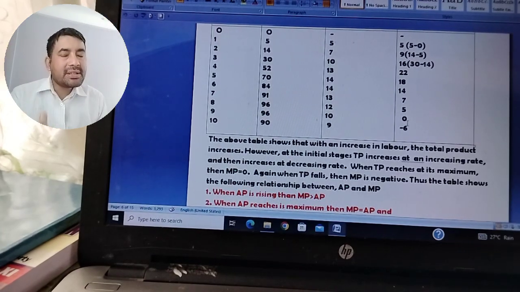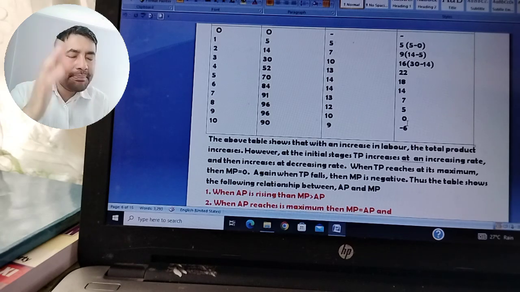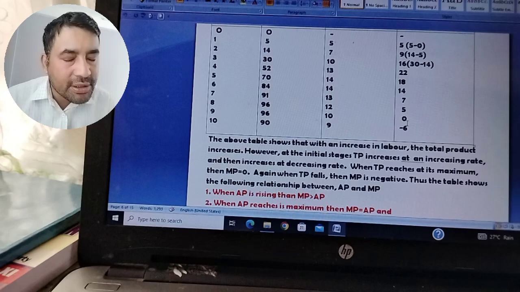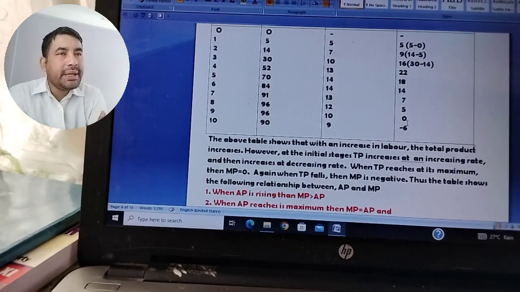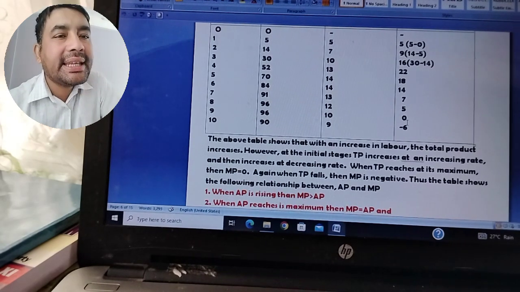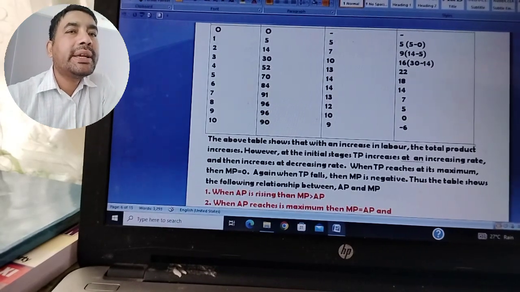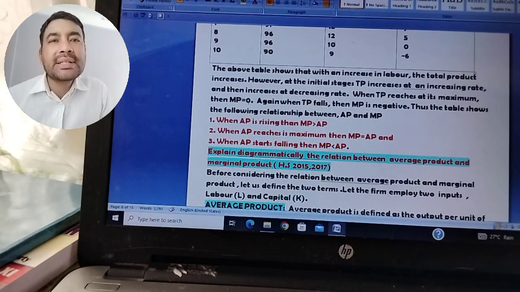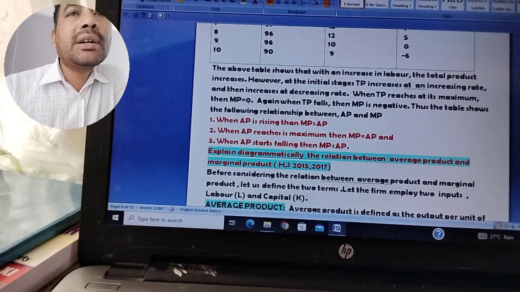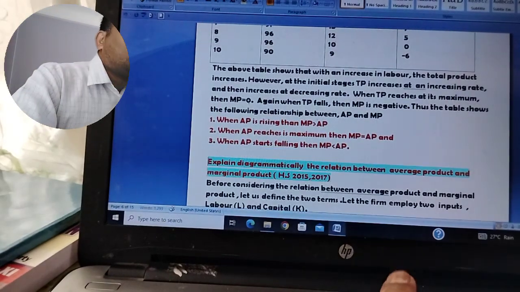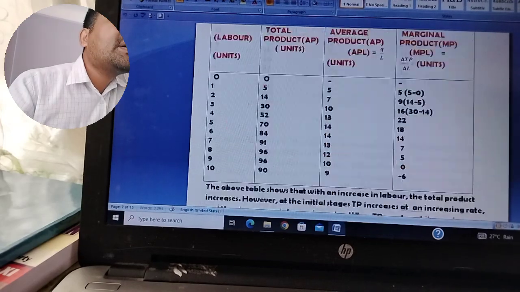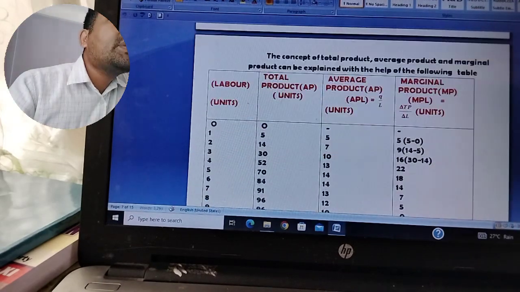Okay. First, when AP is rising, MP is greater than AP. When AP is maximum, AP is equal to MP. But when AP starts falling, then MP is less than AP. So this is the relationship between total product, average product, and marginal product using a schedule. But I will try to explain using a diagram.